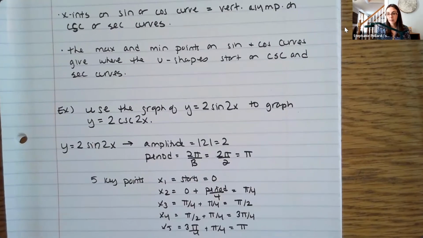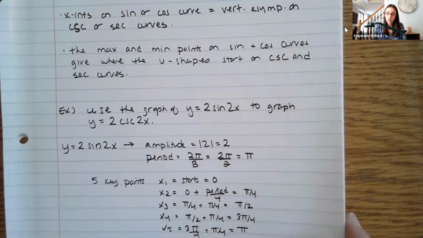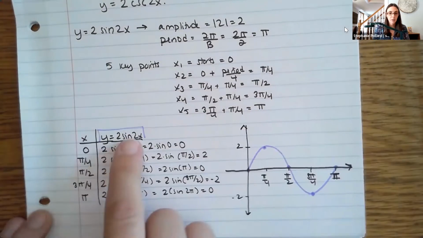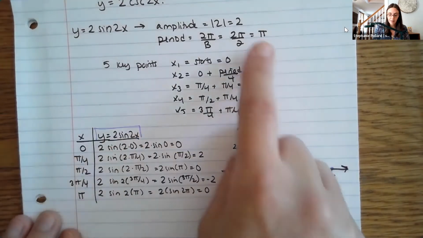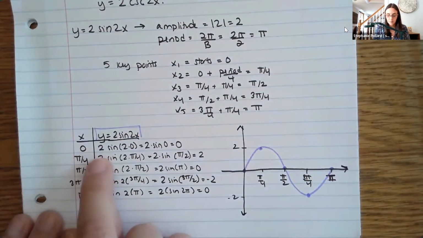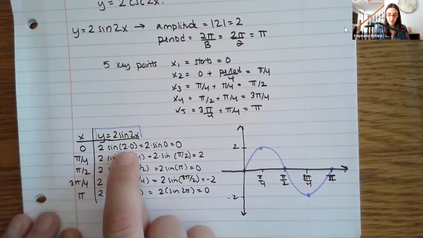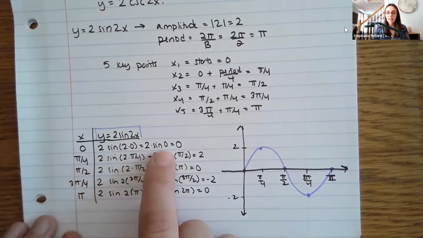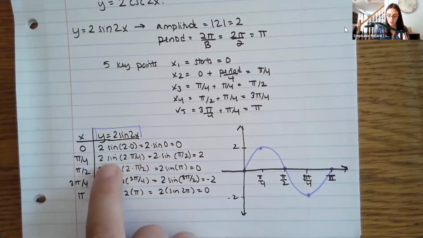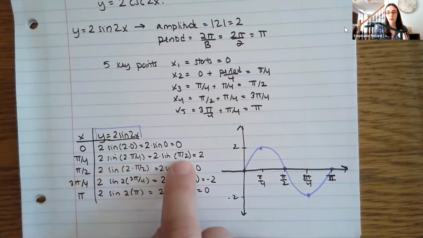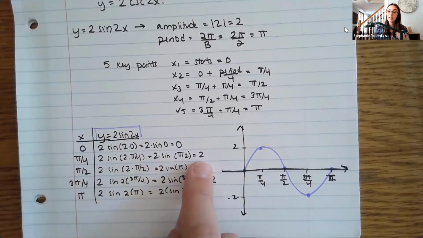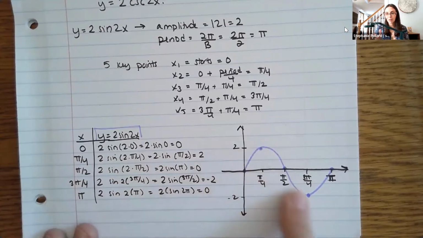What I did next is I set up a little table and I plugged those values into my sine curve. So I went through the full process for graphing that. I started with 0. So I took my 5 key points. Sine of 2 times 0 is just sine of 0. Sine of 0 is 0, so 2 times 0 is 0. Here, 2 times pi over 4 is pi over 2, and sine of pi over 2 is 1. So 2 times 1 is 2, and so on. I went through and I found those 5 key points, and I graphed my sine curve.